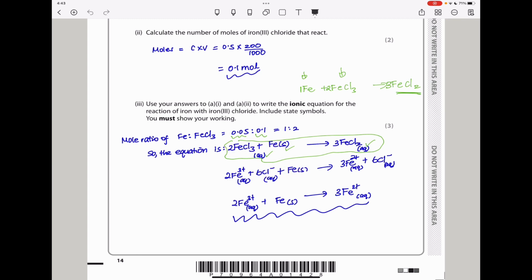That remains as it has been, and this one here should be 3 Fe²⁺ and then 6 Cl⁻. We cancel out things that are similar, and all that is left is that plus that gives us that. This is the ionic equation that you were looking for, and therefore it should be your answer.